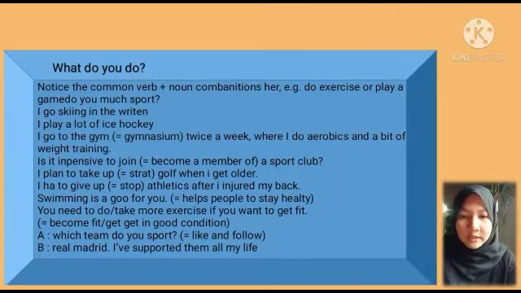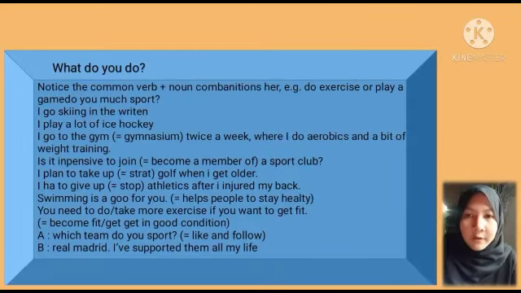Is it offensive to join or become a member of a sports club? I plan to take up or start golf when I get older. I have to give up or stop athletics because it often injures my back. Swimming is good for you or helps people to stay healthy. You need to do or take more exercise if you want to keep or become fit or get in good condition.